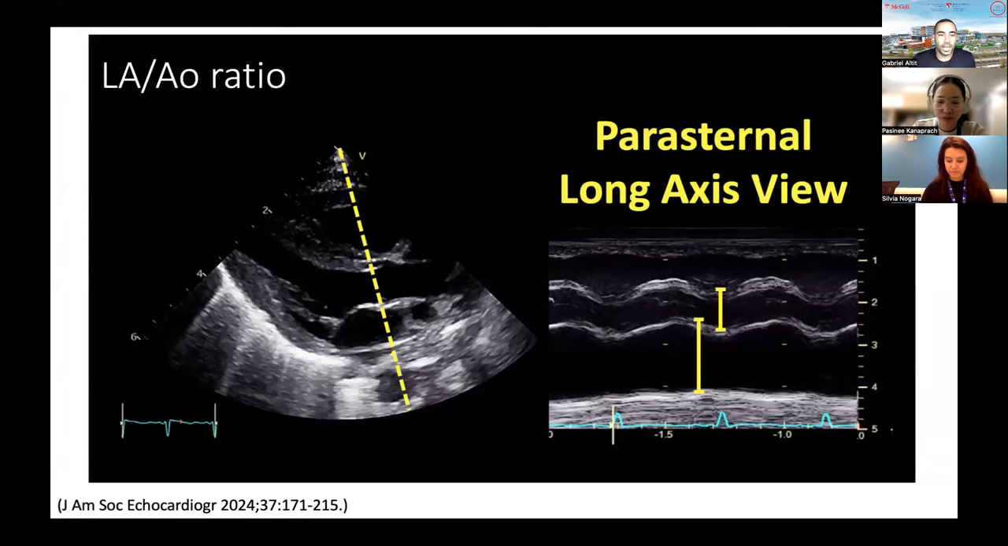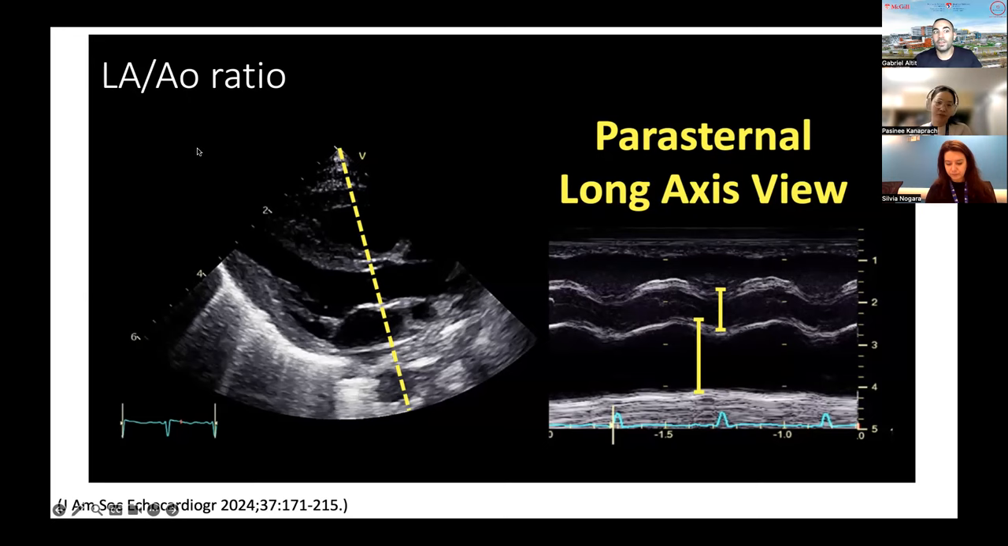The next mode that we typically get in this view is the mode that's going through the aorta and eventually through the left ventricle and the left atrium. And that allows you to measure what we call the left atrium on aorta ratio, which is a marker of left atrial dilatation. But don't forget, each time you have a ratio, if the ratio is large, it means that either your left atrium is big or that your aorta is small, or a mix of both.